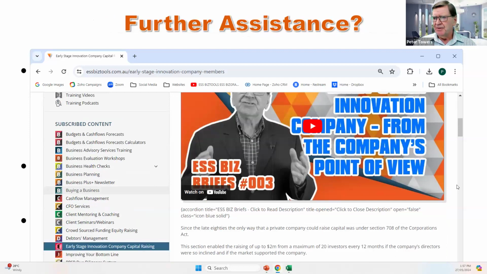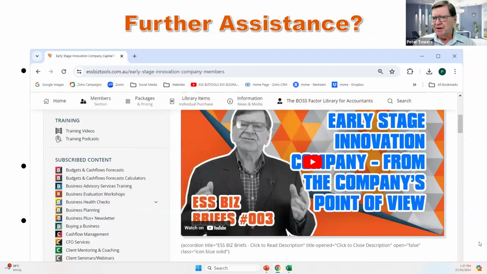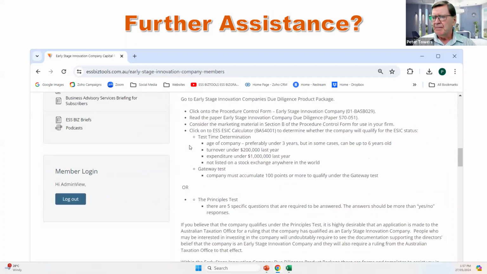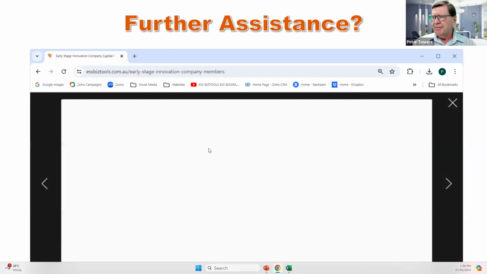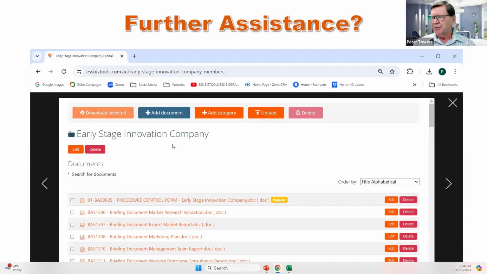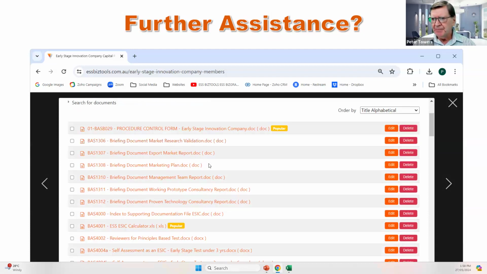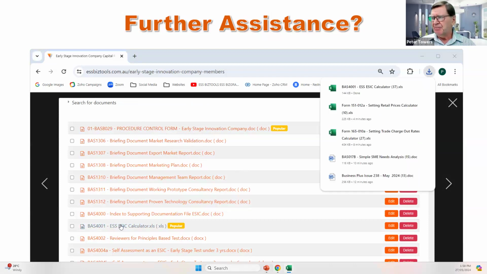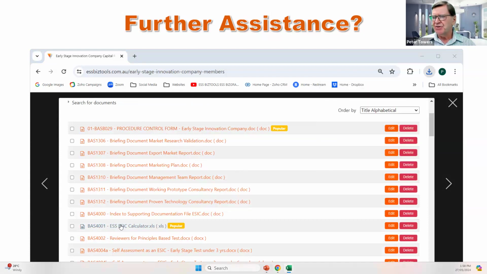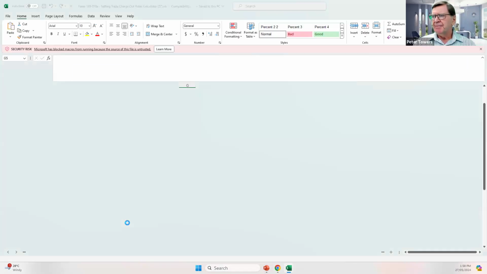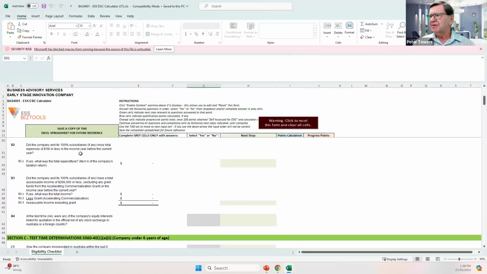So if we just go through this, we can look at what we have here. There's a whole range of material. For each of these product packages, there is a procedure control form that guides you through the process so that you know where you're going. But the main document I want to show you now, and again, we will do a full review on this particular package in a training process. I'll just take this back to the beginning.